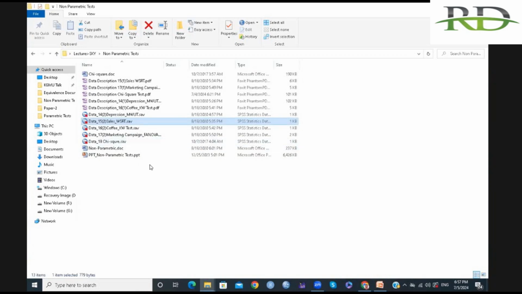Now come to the Kruskal-Wallis test, which is equivalent to one-way ANOVA. So let us first see the case study, then we will be doing hands-on in SPSS.